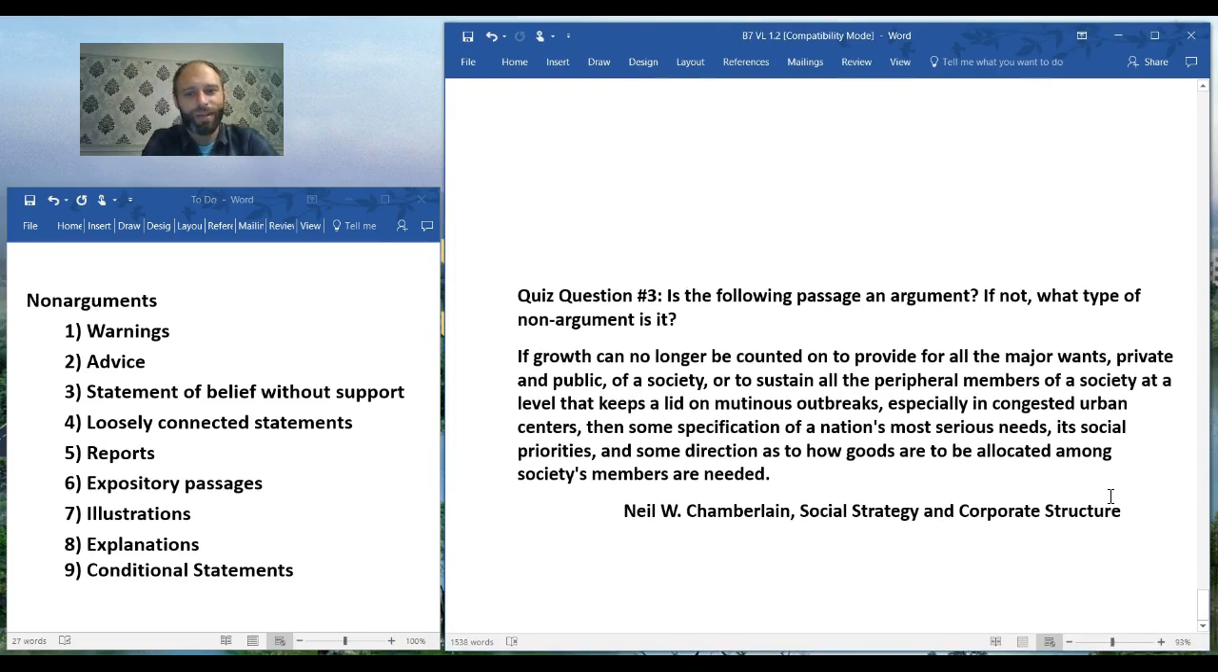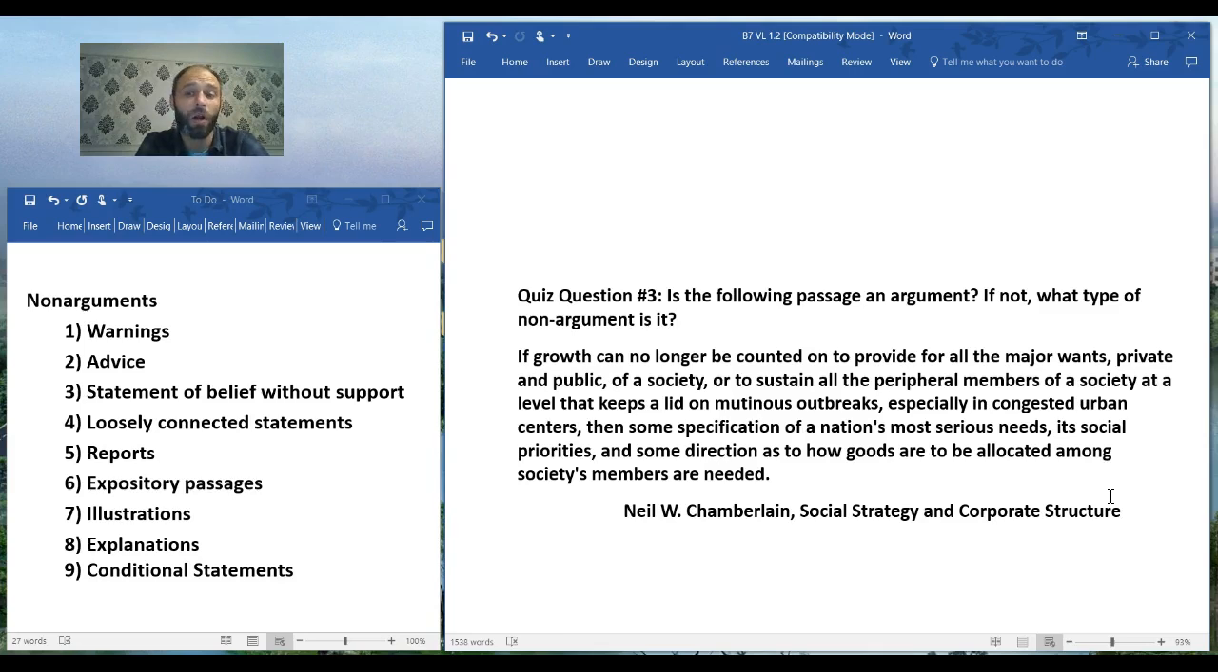Finally, quiz question three. Here I'm going to ask you a couple things. Is the following passage an argument? And if it's not an argument, what type of non-argument is it? Here's the passage. If growth can no longer be counted on to provide for all the major wants, private and public, of a society, or to sustain all the peripheral members of a society at a level that keeps a lid on mutinous outbreaks, especially in congested urban centers, then some specification of a nation's most serious needs, its social priorities, and some direction as to how goods are to be allocated among society's members are needed.